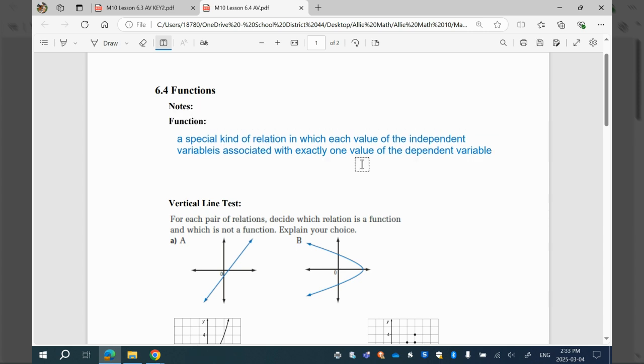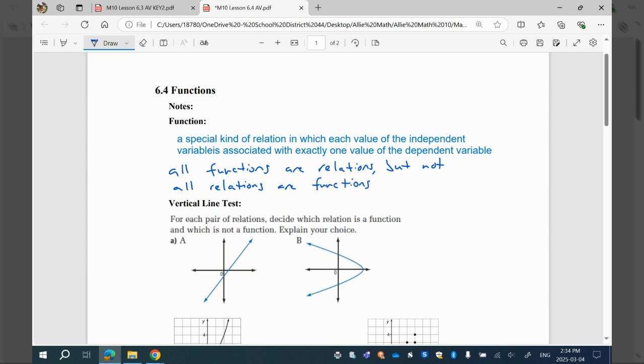So here's the thing: all functions are relations, but not all relations are functions. Just as all squares are rectangles, but not all rectangles are squares.